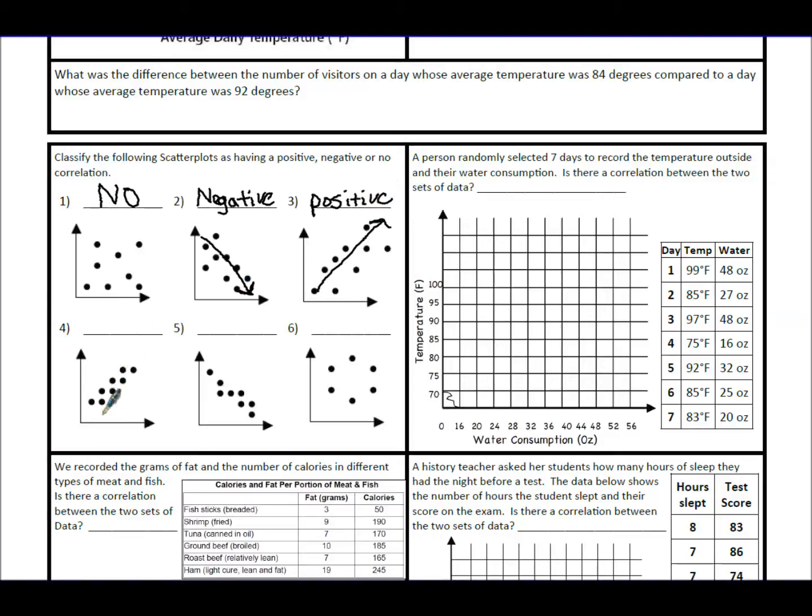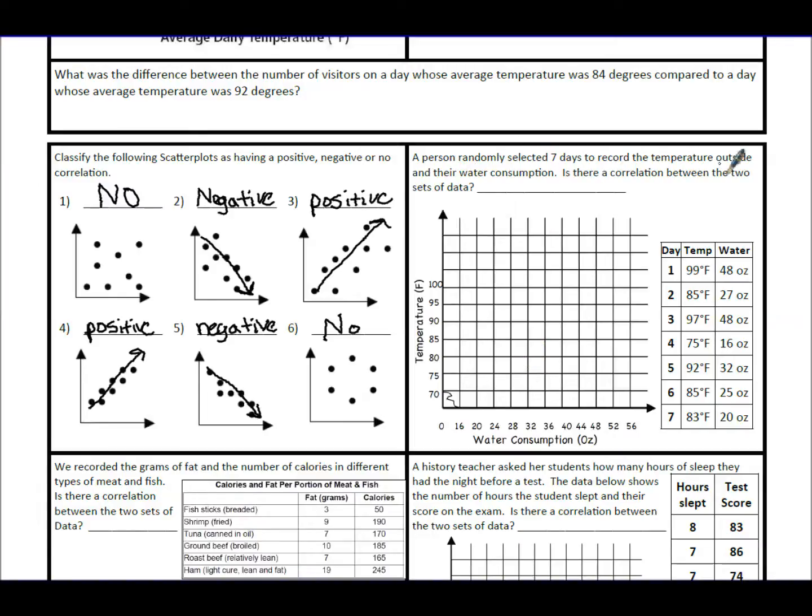For number 4, it looks like the points are going upwards. This is a stronger positive correlation. And for number 5, we see the points are closer together to that line, so that's a stronger negative correlation. And for number 6, they're kind of going in a circle, so I don't see a correlation here.